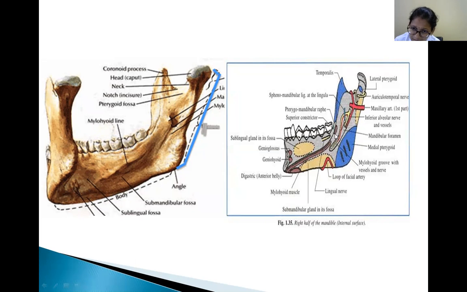Next, just behind the third molar teeth, again here we are going to see one muscle, that is the superior constrictor muscle of the pharynx, on the posterior most part of the mylohyoid line, which gives attachment for the superior constrictor muscle. It is a muscle of the pharynx.